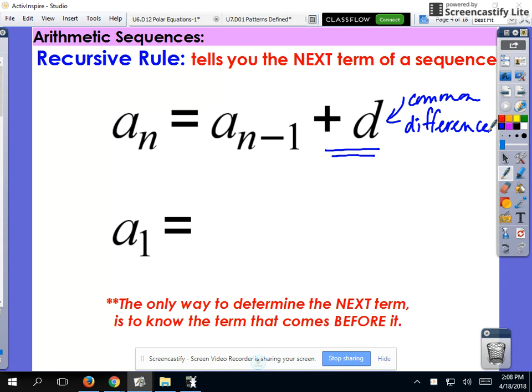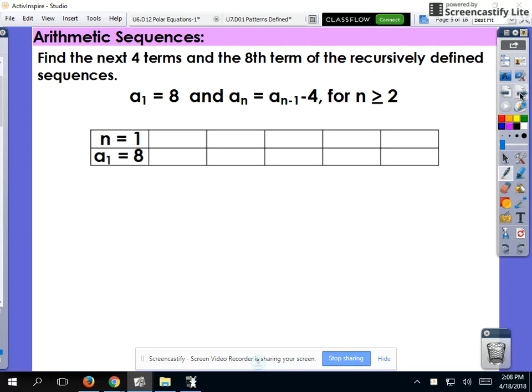So basically the term before, and this would be the next term. The only way to determine the next term is to know what happened before it. And that's how the recursive rule works for arithmetic.